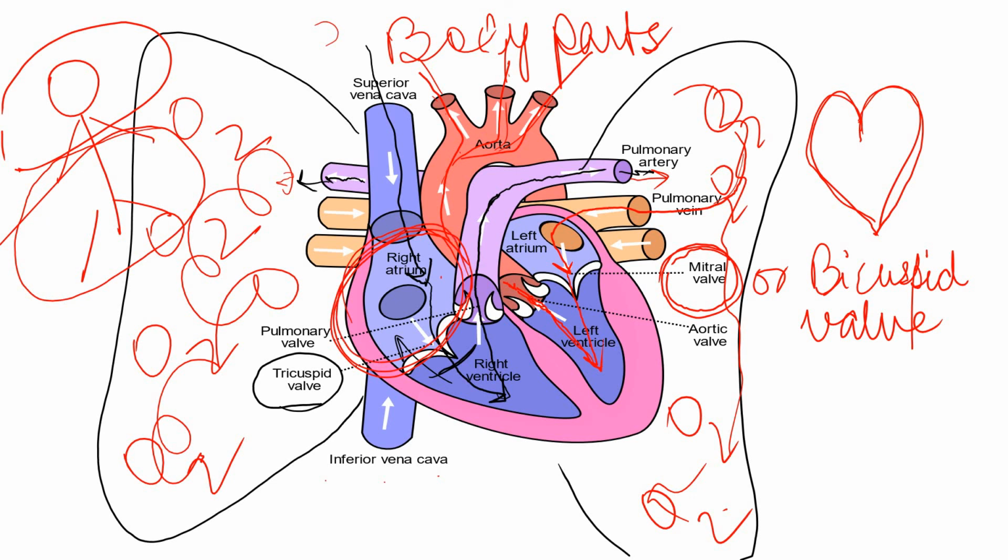Alright, so the sequence should always be right atrium, left ventricle, okay? Sorry, right atrium, then right ventricle, okay? From here it goes via the pulmonary artery to the lungs, and then from the pulmonary vein to the left atrium, then left ventricle, then aorta, and then to all the parts of the body. Alright, so that was how the heart works.